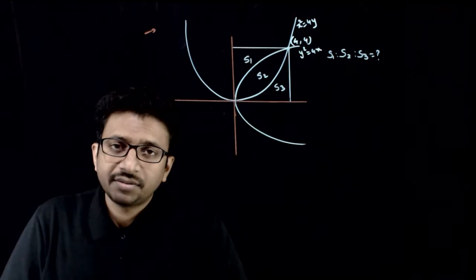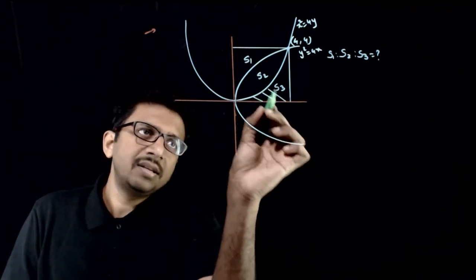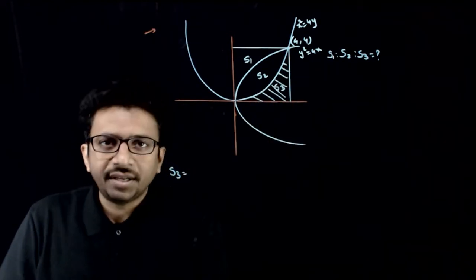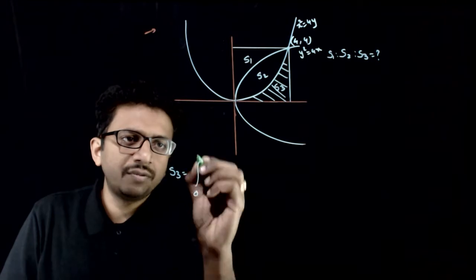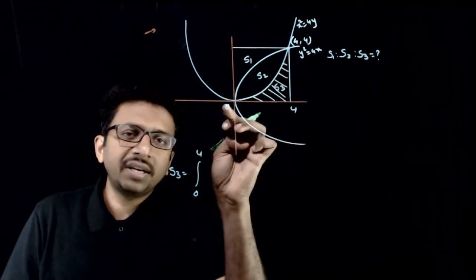You're asked to find the ratio of these areas. So how do we get this? First, let us find the area S3. S3 can be very easily found by integration. S3 is equal to integration from 0 to 4. If you integrate this curve, you get S3.